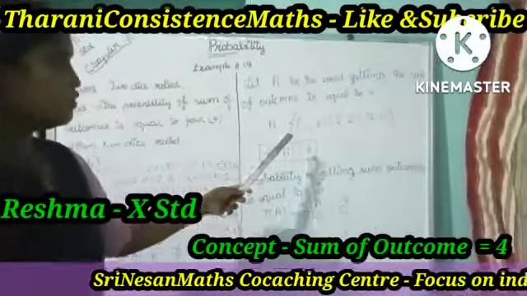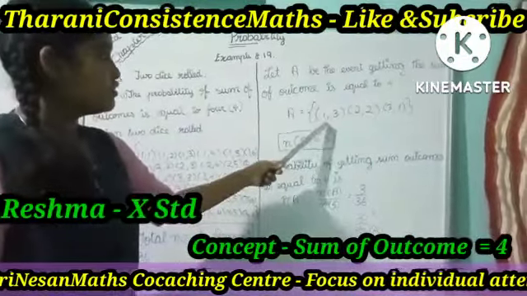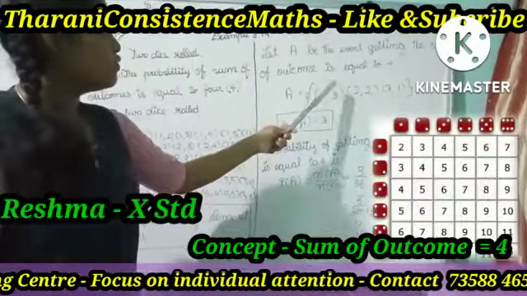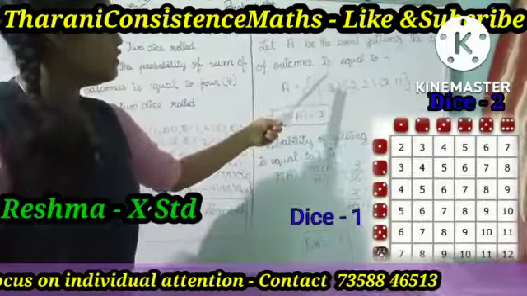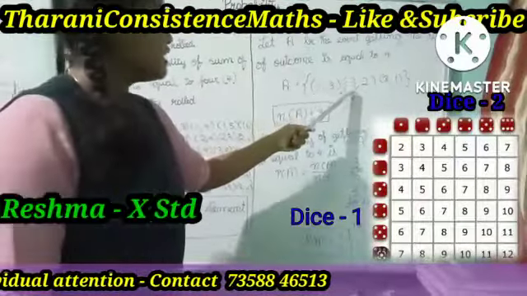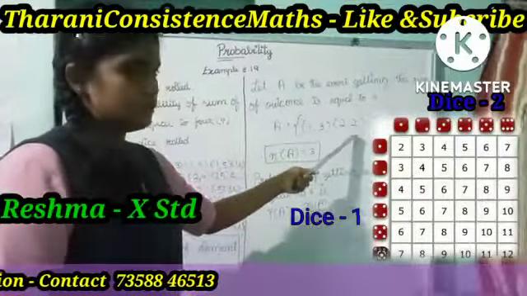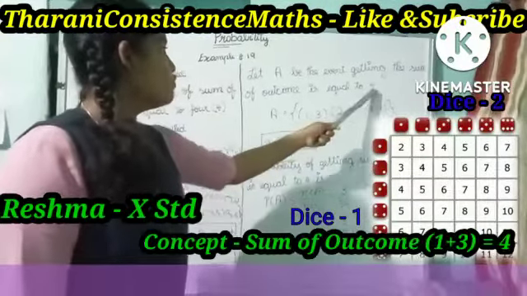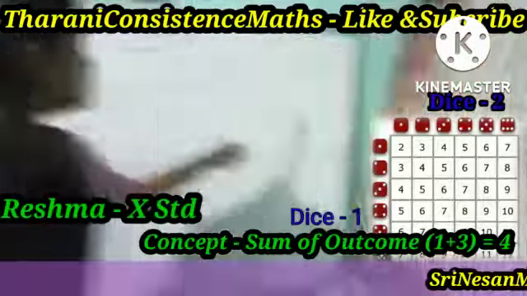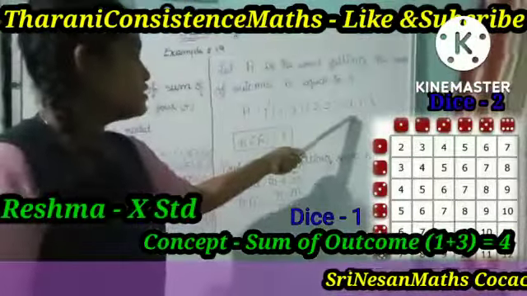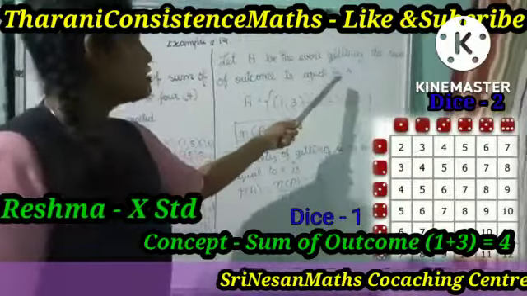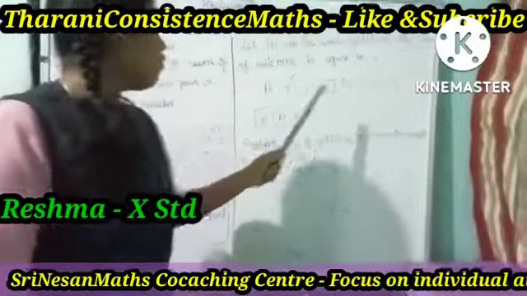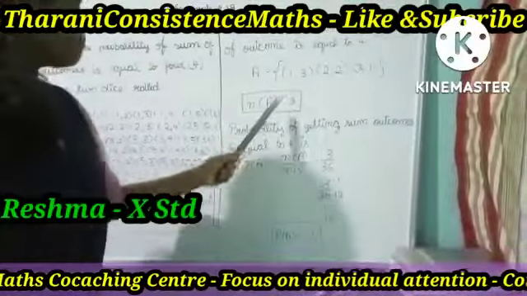A is equal to: first element, the first dice rolls 1 and the second dice rolls 3. The sum of outcomes is 1 plus 3 is equal to 4. Second event, the first dice rolls 2 and the second dice rolls 2. The sum of outcomes is 2 plus 2 is equal to 4. Third event, the first dice rolls 3 and the second dice rolls 1. The sum of outcomes is 3 plus 1 is equal to 4. N of A is equal to 3.